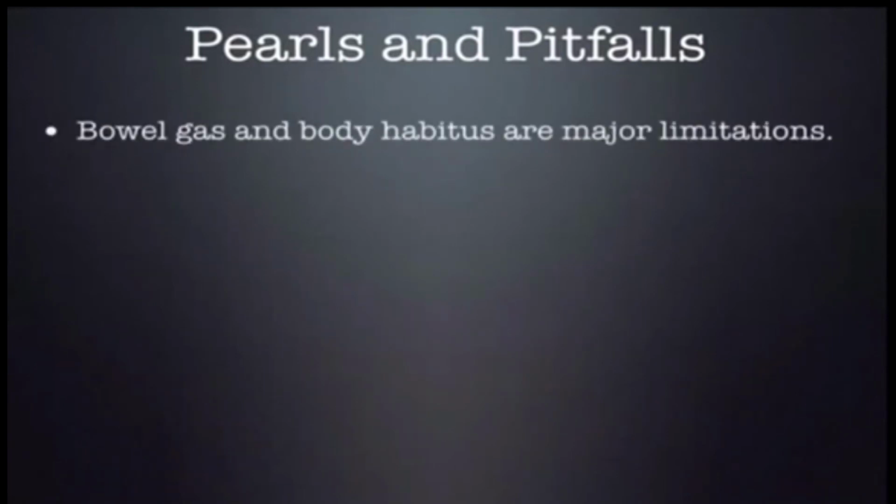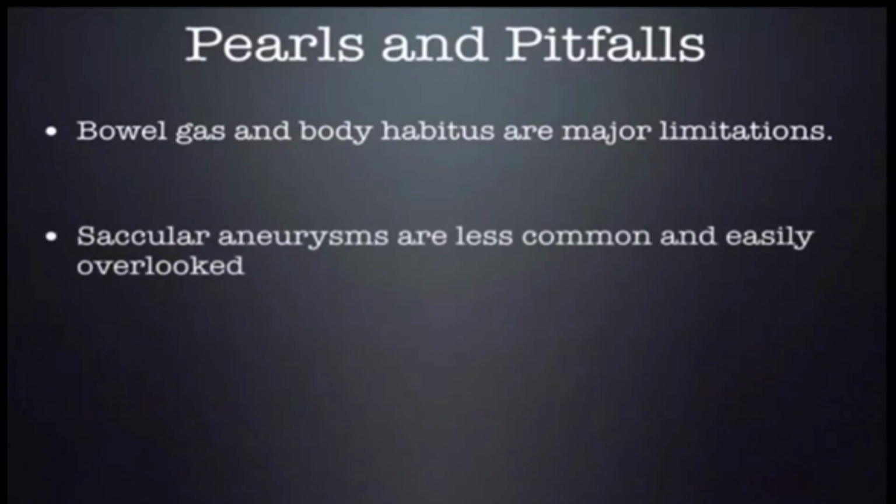Pitfalls for bedside ultrasound evaluation for aortic pathology. As we mentioned, bowel gas and body habitus are major limitations. These can usually be overcome with direct pressure on the ultrasound probe. Saccular aneurysms are less common, and they are usually quite easily overlooked, but they also are more common to rupture. So if you have any doubt, go ahead and send these patients either for CT or formal radiology ultrasound for evaluation for saccular aneurysms.